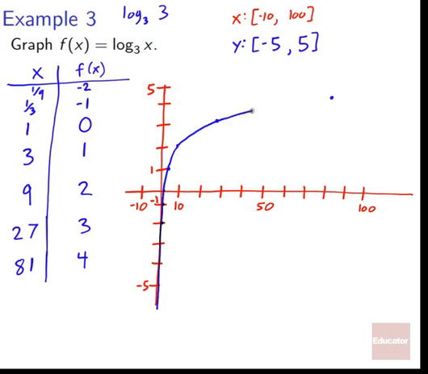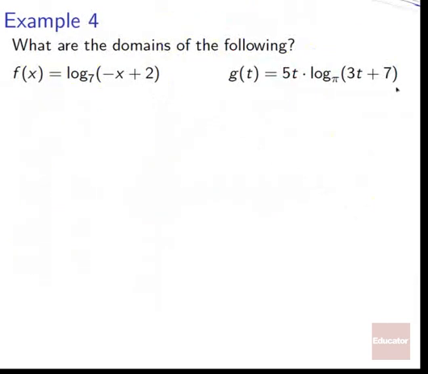And as it grows more and more, it slows down because it has to go even farther out to be able to get any growth. So it slows down the farther out it gets. And we've graphed log base 3 of x. Cool. Finally, what are the domains of these functions?